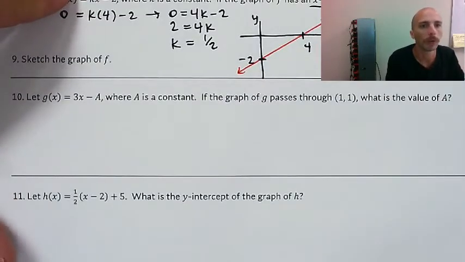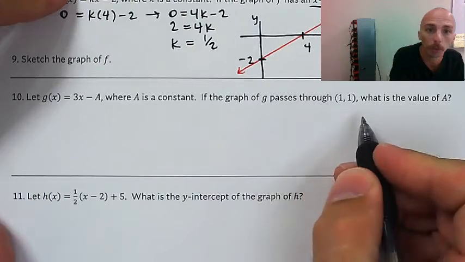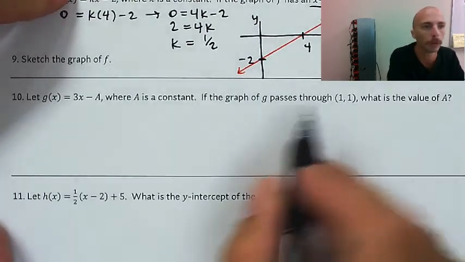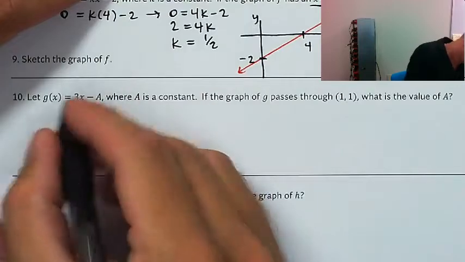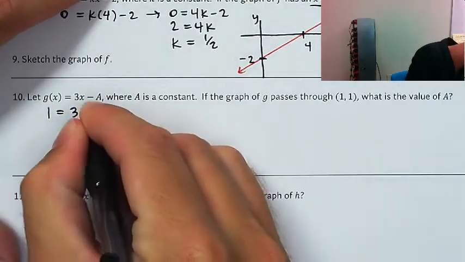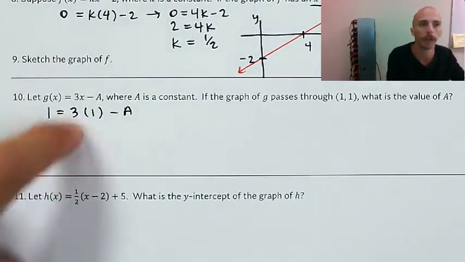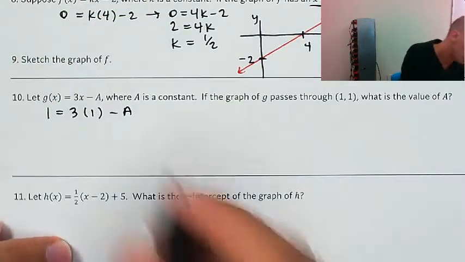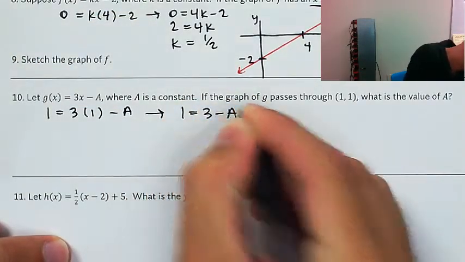So, g of x equals 3x minus a, where a is a constant and g passes through the point (1, 1). That means g of 1 equals 1, or when x equals 1, y equals 1, and y is g of x. So I'm going to say 1 equals 3 times 1 minus a, and then we're going to solve for a just like we did over here. This gives me 1 equals 3 minus a.